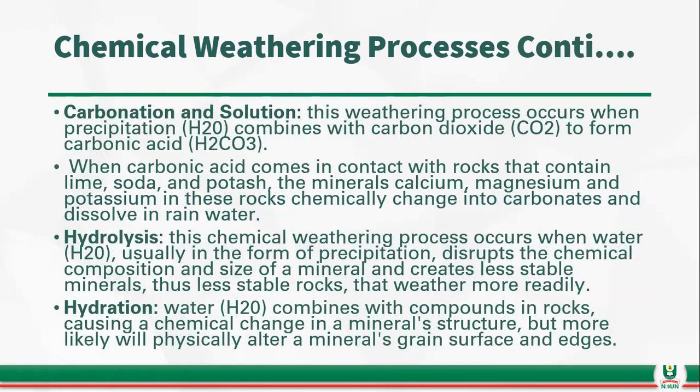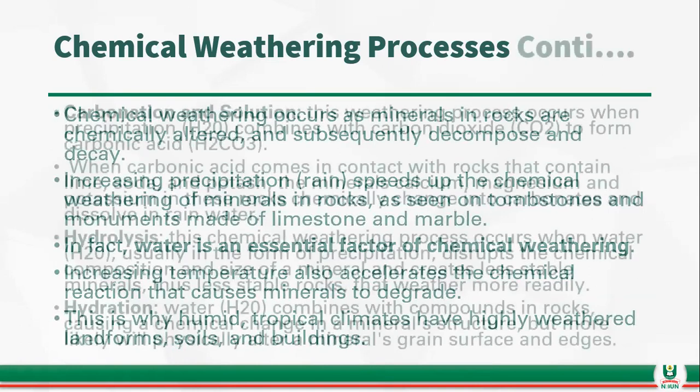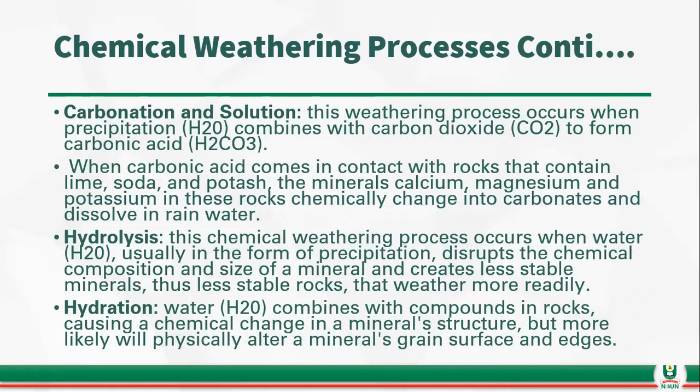Now, chemical weathering processes, remember that we are talking about chemical weathering. What are the processes that are involved in chemical weathering? Among the processes involved in chemical weathering, they include carbonation and solution. This weathering process occurs when precipitation or rain combines with carbon dioxide to form carbonic acid. This carbonic acid is a very weak acid. However, it is capable of breaking down rock materials.